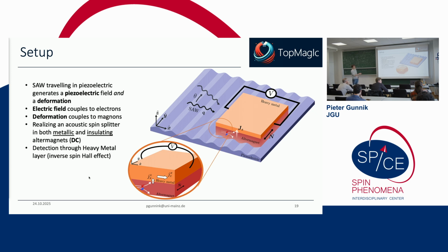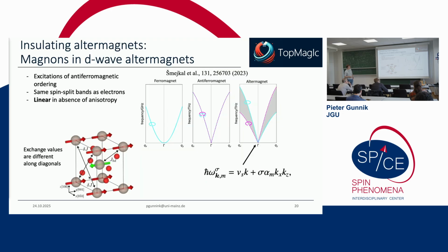And I'm going to focus here on the fact that this is also going to work in insulating altermagnets. So we're going to have an electric field from the surface acoustic wave, but there's also going to be a deformation coupling to the lattice and a lattice coupling to the magnons. And through this way I will show you can generate magnon spin currents, a magnon spin splitter effect.